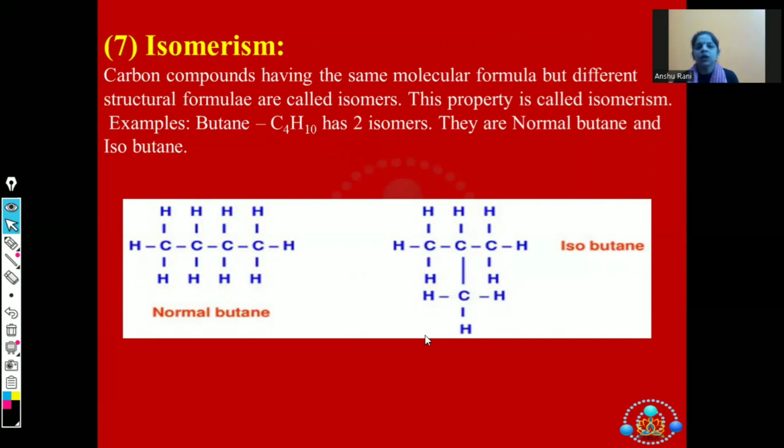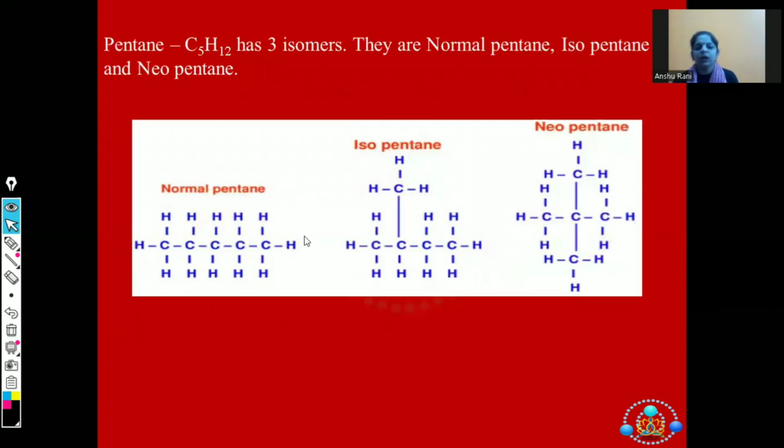More isomers can be made for pentane, like you are having a 5 carbon atom chain. This is normal pentane. Then with one side branching, it is isopentane. With both side branching, it is neopentane. These are different structures with the same molecular formula. They are called isomers.